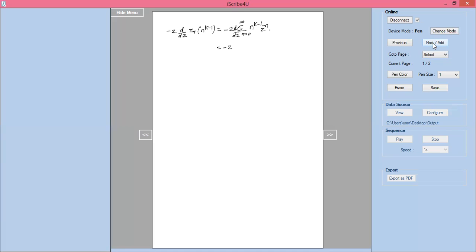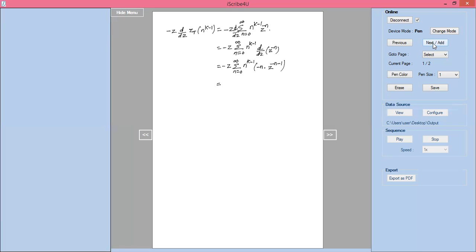I'll keep the summation, n equal to 0 to infinity, n power k minus 1 into d by dz of z power minus n. Now I'll write minus z into summation of n equal to 0 to infinity n power k minus 1 into the differentiation of z power minus n, which is minus n into z power minus n minus 1. Minus n minus 1. Now I can multiply this and simplify.